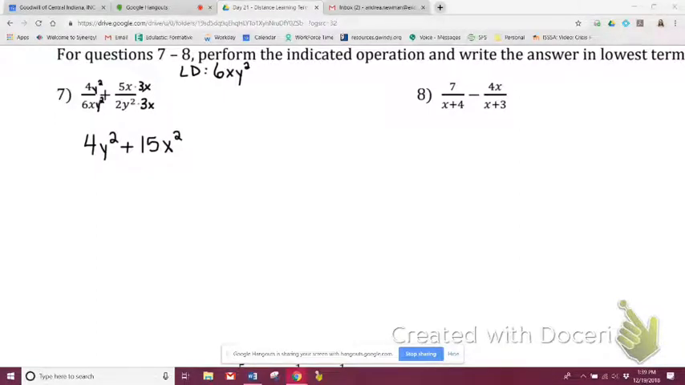But if you get 3x to multiply by, because you have to make that 2y squared become a 6y squared x. Why? Because our denominators have to match. They both have to be 6xy squared. So we had to take that 2, multiply it by 3, so it became 6. So 4y squared plus 15x squared divided by 6xy squared, final answer.